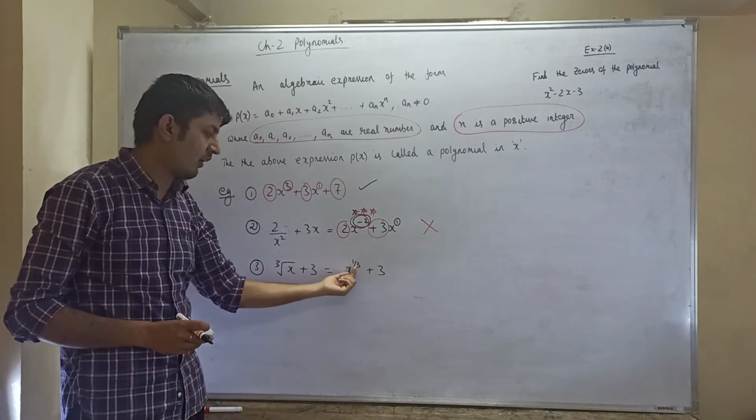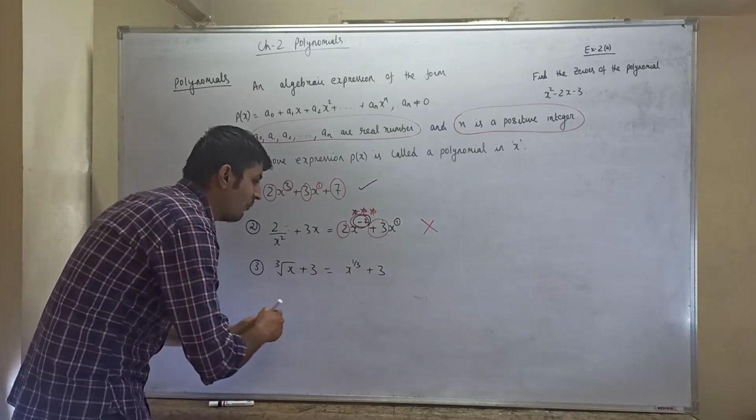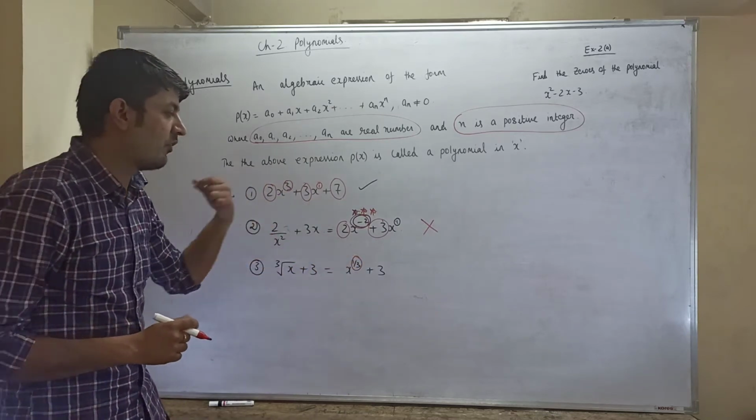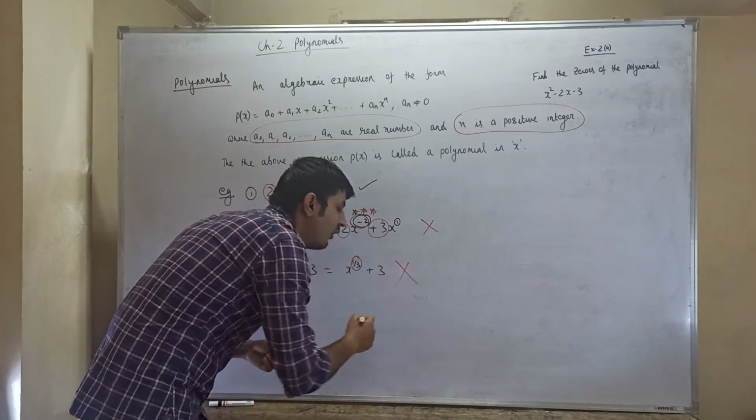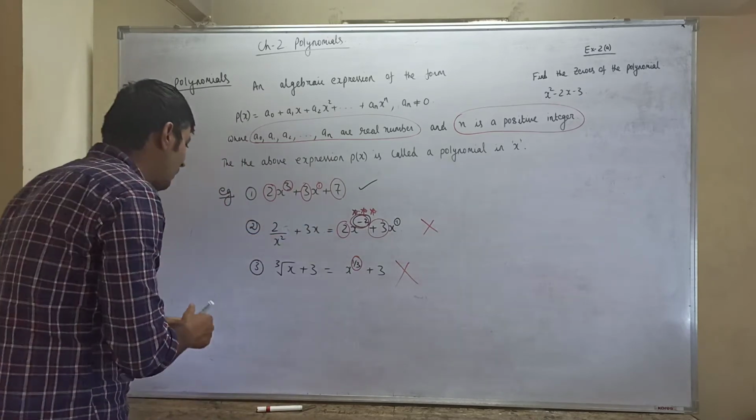So if you see here, what is the power of x? Your power of x is how much? It is 1 by 3. It is not a positive integer. So this is not a polynomial. Then let us go to the next one.